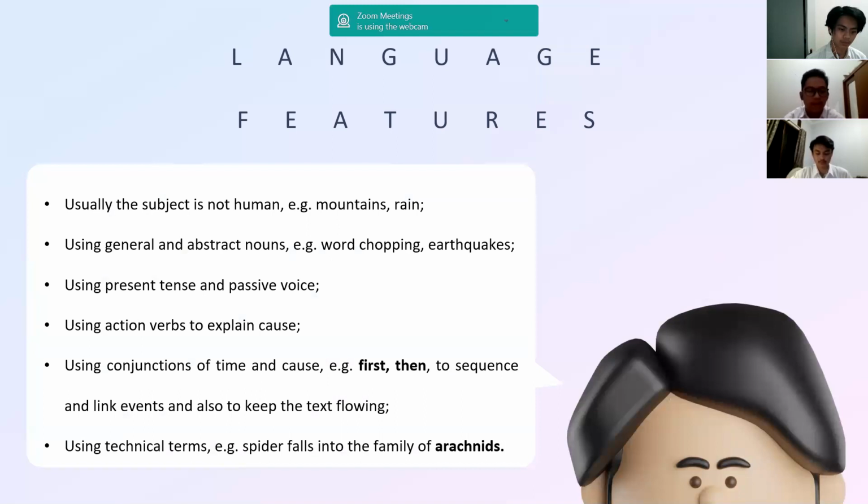And the next one, this text is using conjunction of time and cost, such as first and then, to sequence and link the events, and also to keep the text flowing. And the last one, this type of text using technical terms. For the example, is like spider falls into the family of arachnids.